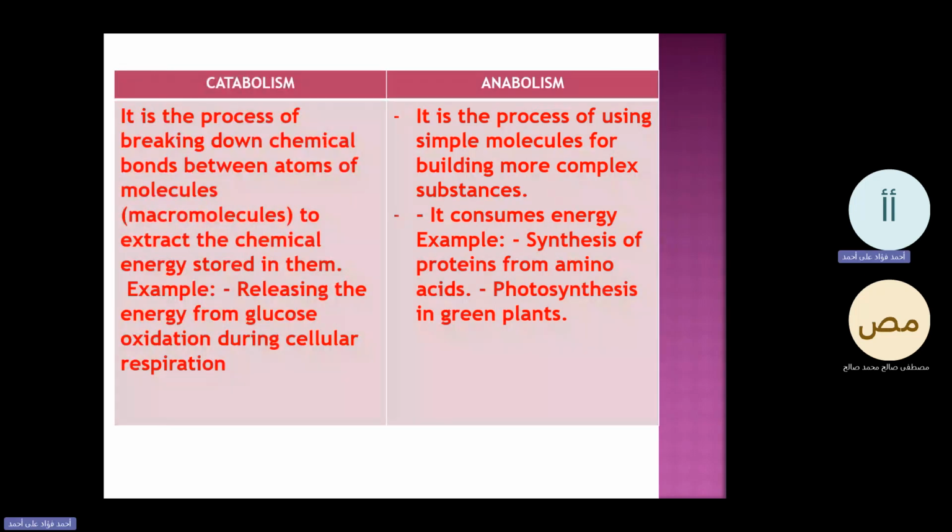First, catabolism means you have a large molecule, and this large molecule is broken down into smaller ones. So catabolism is a process of breaking down chemical bonds between atoms of a macromolecule. Why? To get energy, to get out the energy stored in these bonds. For example, releasing the energy from a glucose molecule by oxidation. This process occurs inside the cell where glucose is oxidized, producing energy.